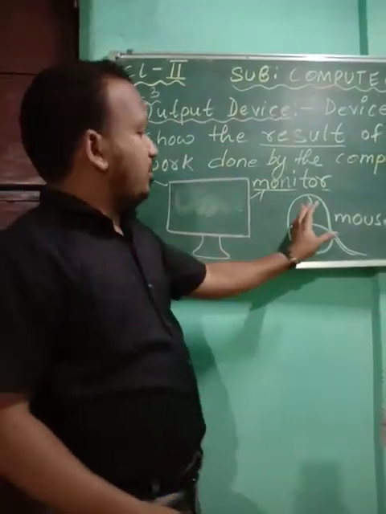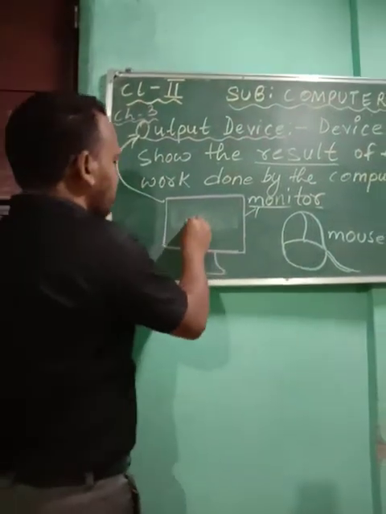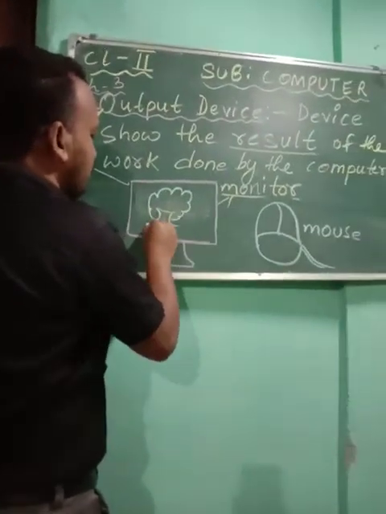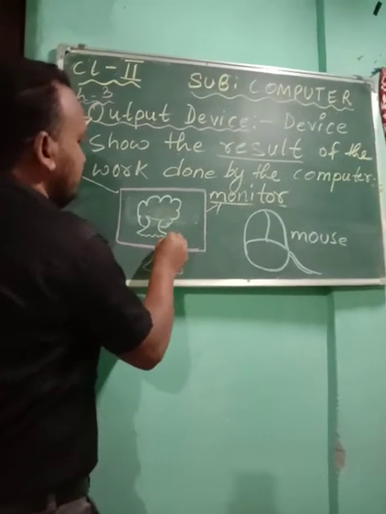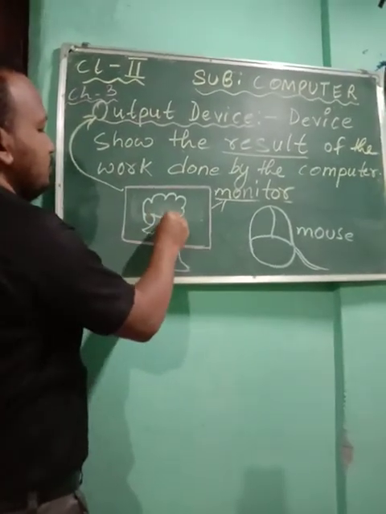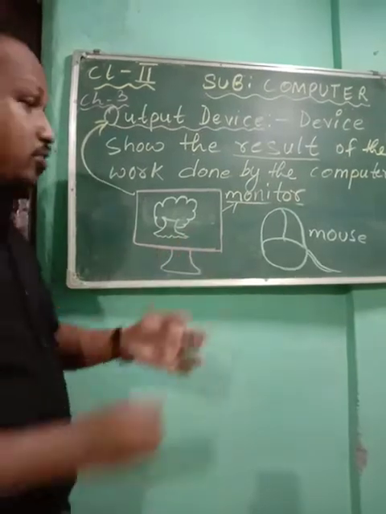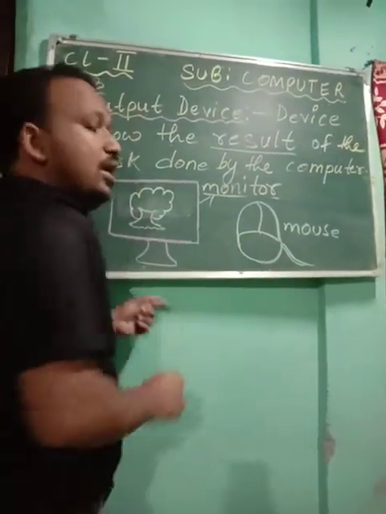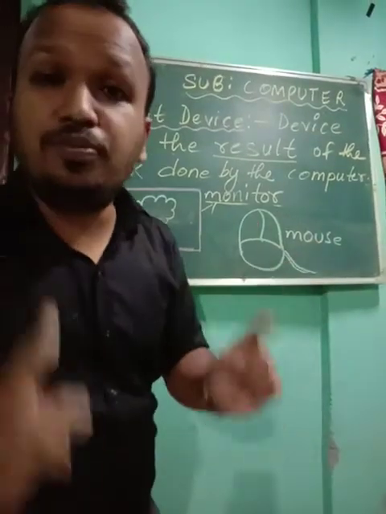Now you see, when you hold this mouse and make a tree, you are making a beautiful tree. You made a tree. Now you see, you have entered the data. You are entering data with the help of the mouse. That means the mouse is your input device.